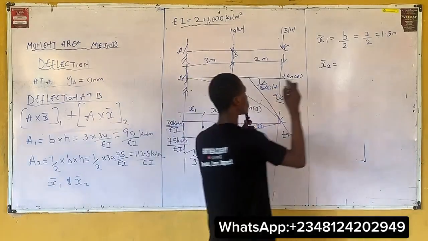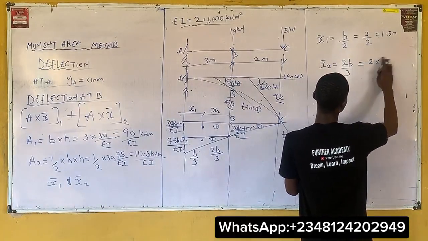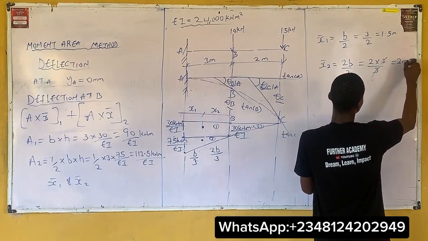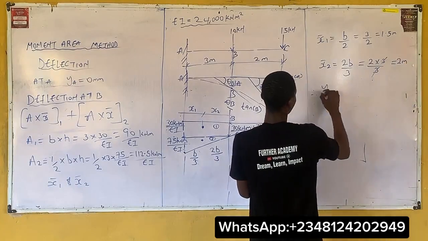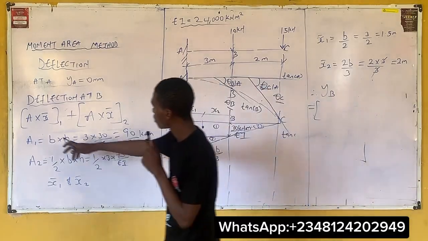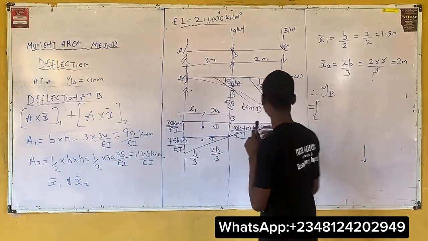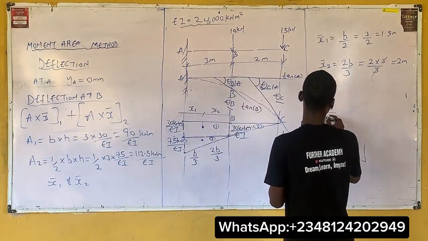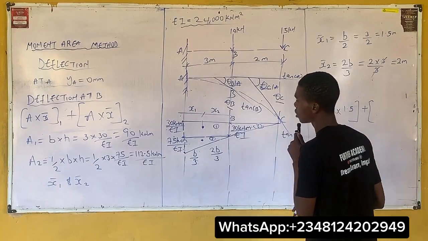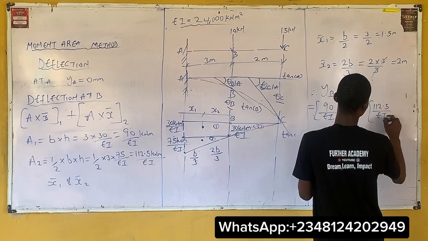So that's it. So substitute. What do you have? 2B over 3. Substitute your value. That becomes 2 times 3 all divided by 3. Observe that 3 cancels out. You are left with 2 meter. Therefore, the deflection at B, substitute values. Substitute the value of area and centroid of figure 1, and the area and centroid of figure 2. What do you have? 90 over EI multiplied by 1.5 plus 112.5 over EI multiplied by 2.